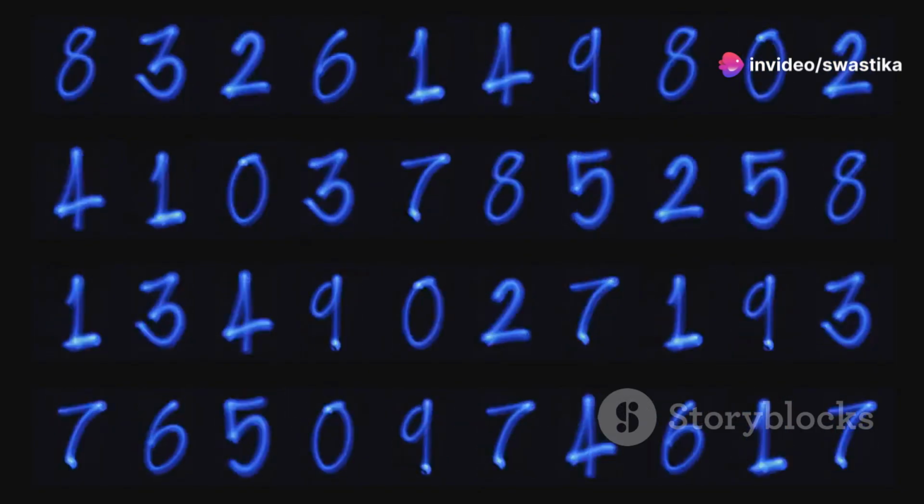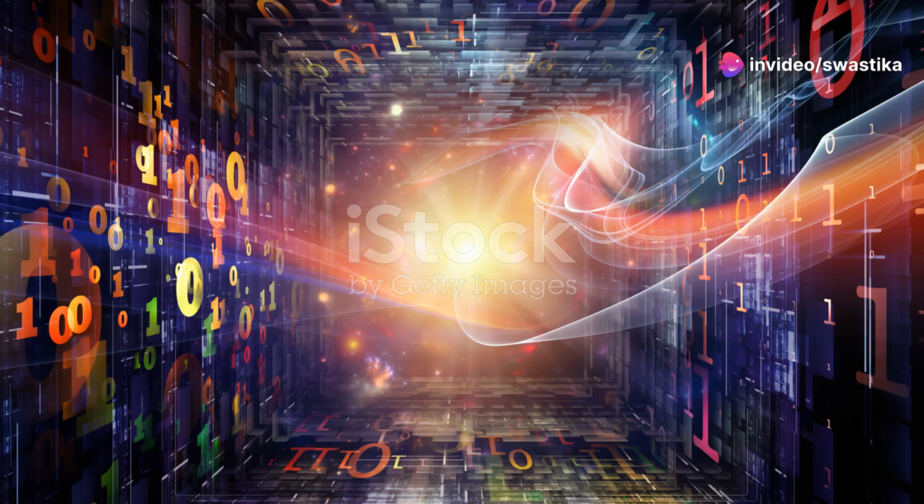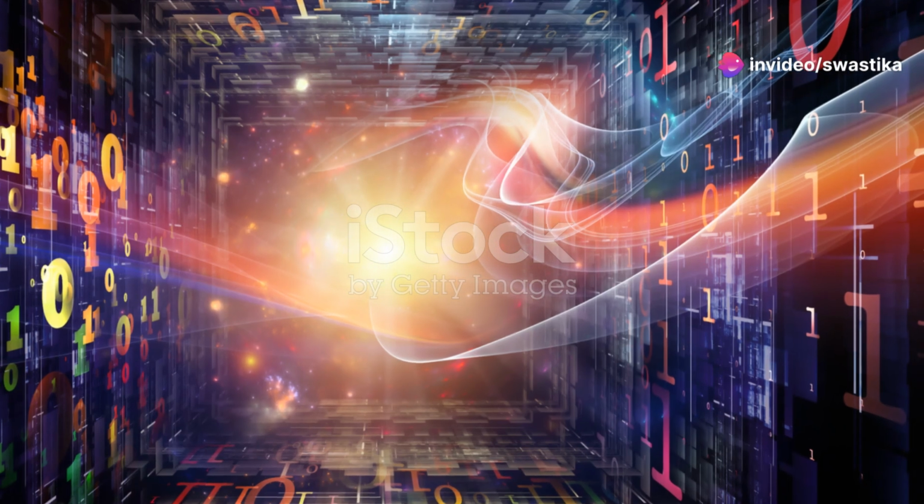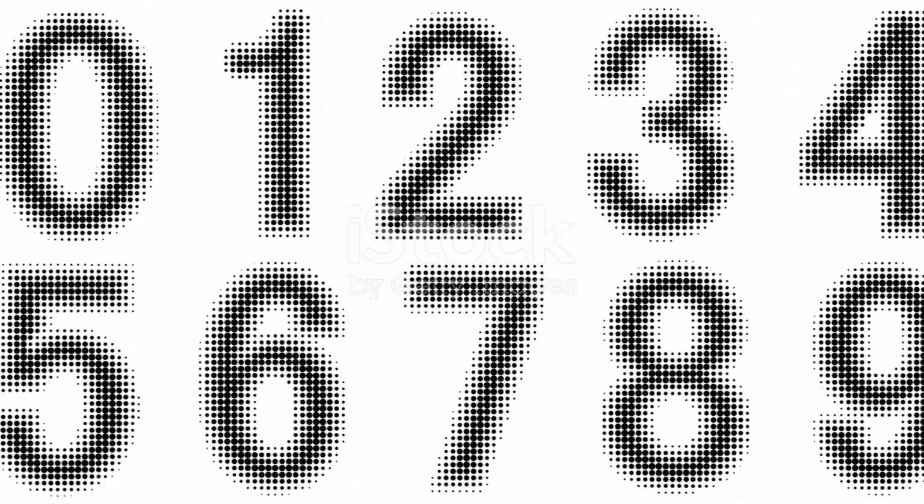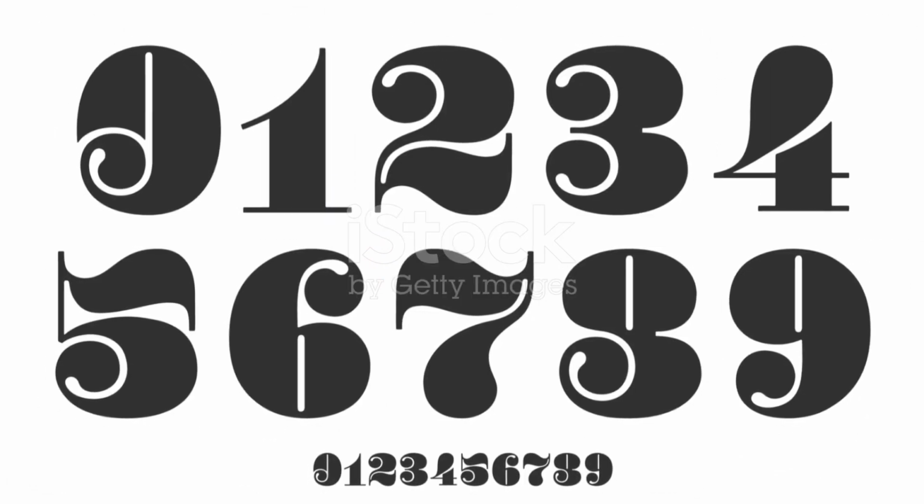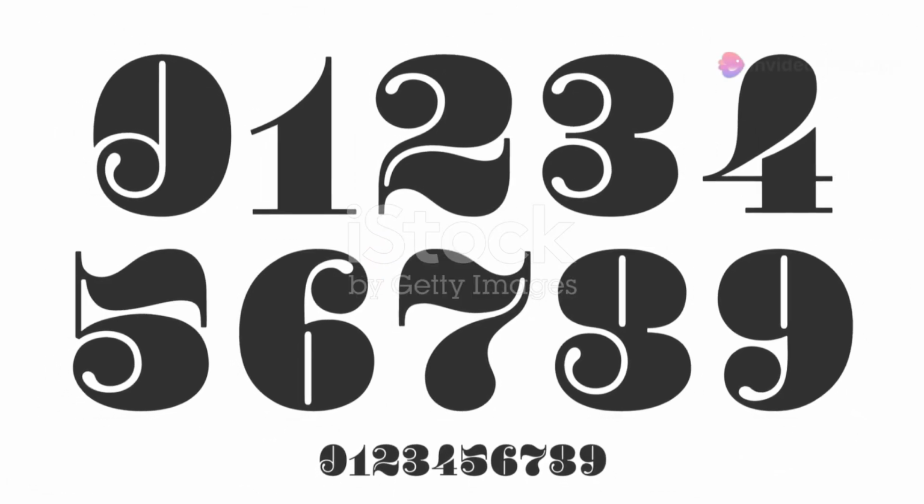Let's start with a system we're all familiar with, the decimal system. You might know it as the base 10 system. Why base 10? Well, it's because we use 10 unique digits to represent all numbers: 0, 1, 2, 3, 4, 5, 6, 7, 8, and 9.